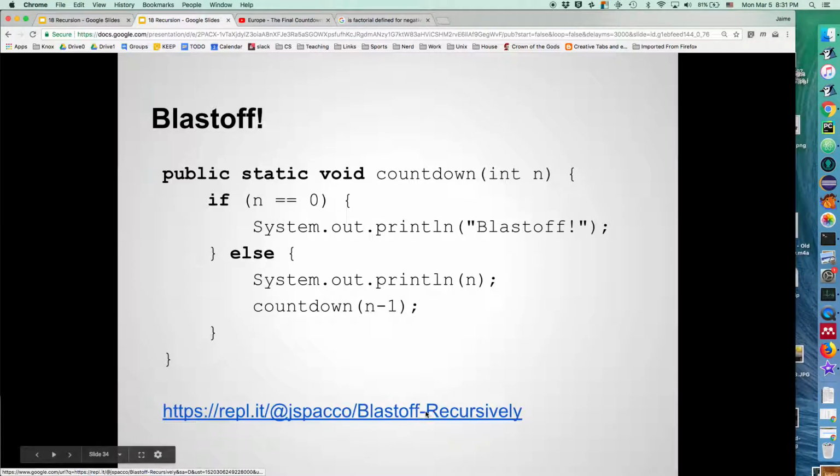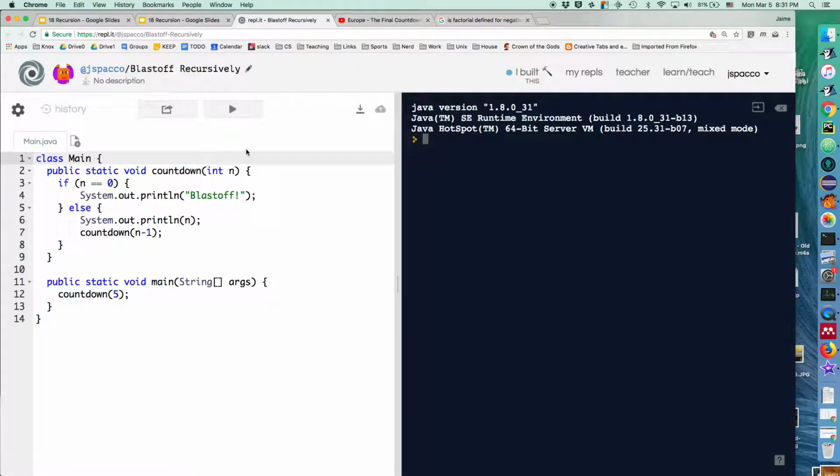Right, and I went ahead and put this online here on REPL, so we can go ahead and run this. It's basically the same code. Boom, we get to blast off.